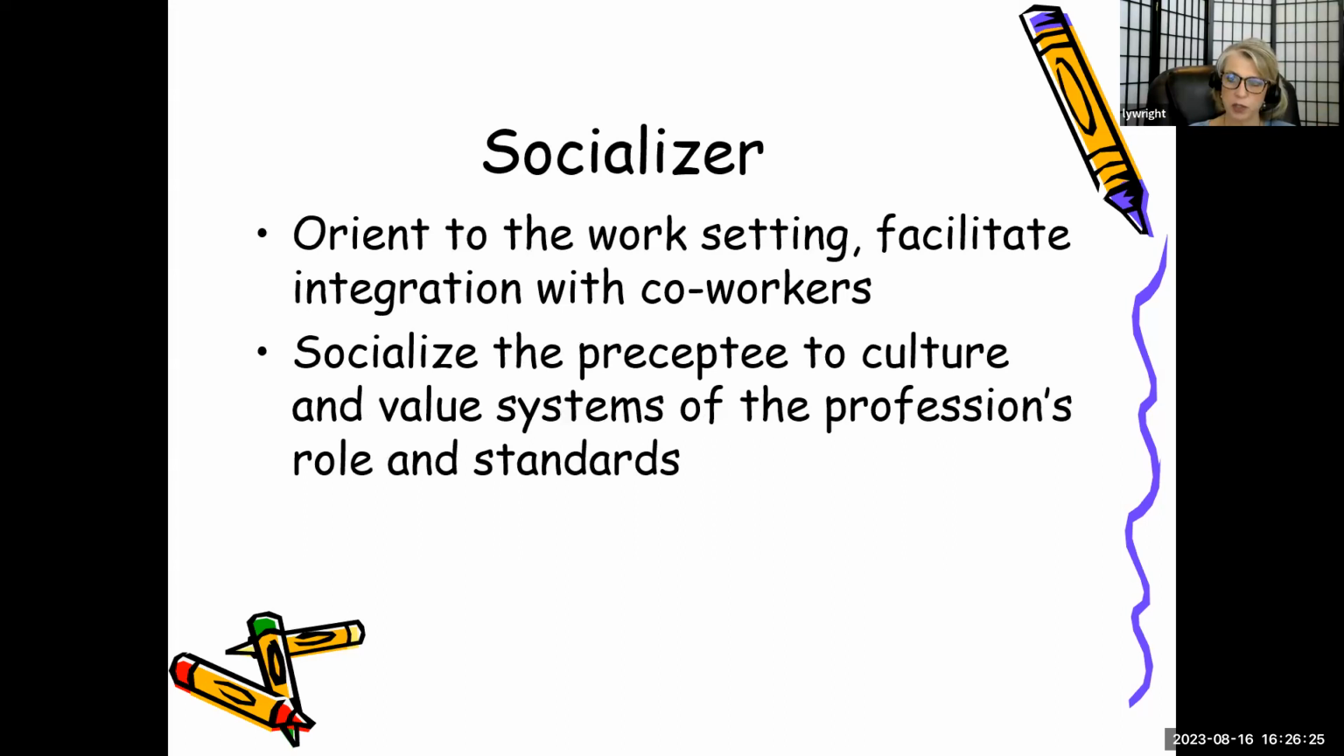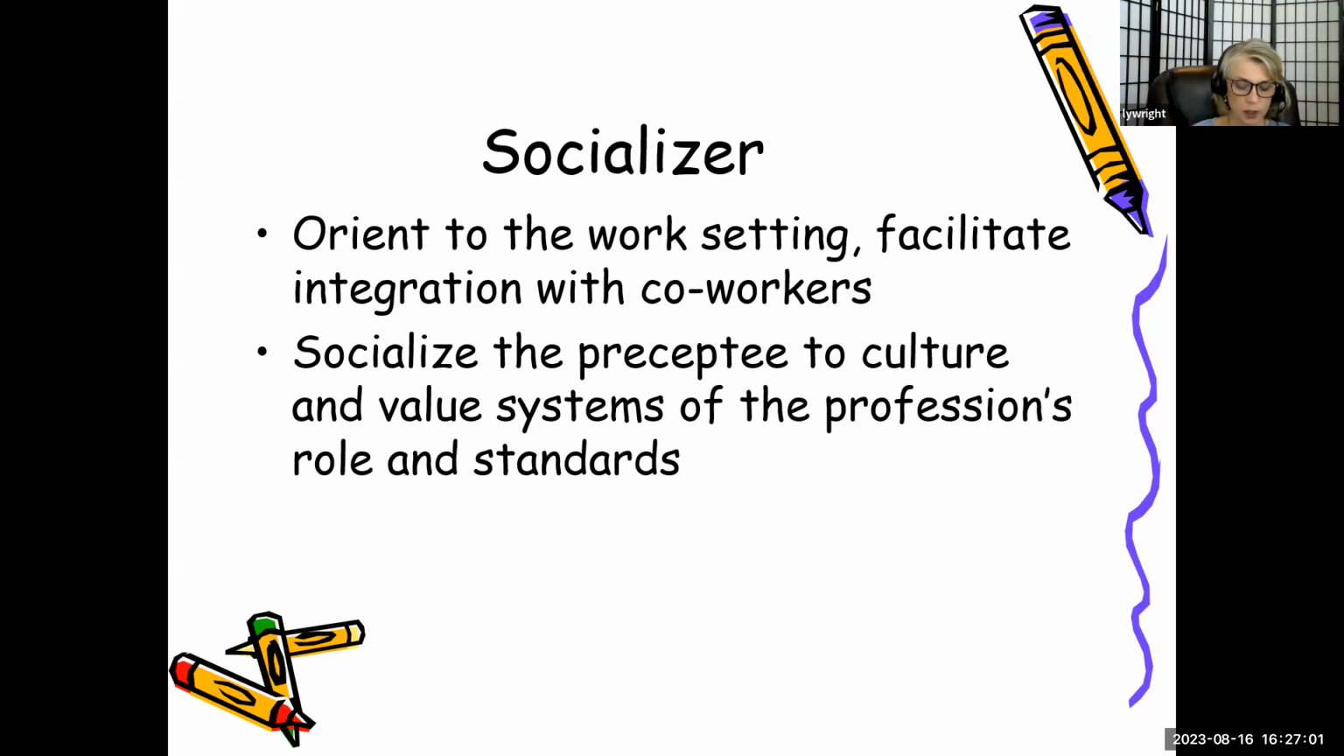We also play a role as socializer. As I talked about that environment, we want to minimize ambiguity and awkwardness. As a socializer, we want to orient them to the work setting, introduce them to the charge nurse and the other staff members that they're going to work with. Show them where they find the chart notes, and maybe where they find the nursing notes, for intake and things like that. Even show them where the facilities are so they feel comfortable.